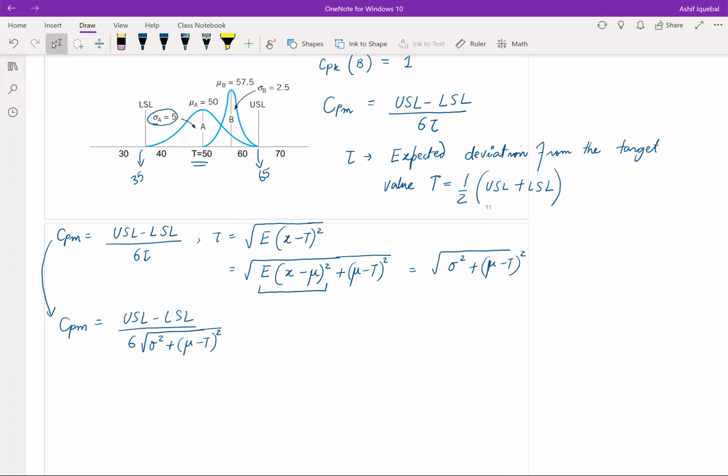Okay, so we can just do a little bit of simplification here. We can write this as USL minus LSL divided by 6 times sigma times square root of 1 plus (mu minus T) by sigma whole square. And this is nothing but CP divided by square root of 1 plus (mu minus T) divided by sigma whole square.